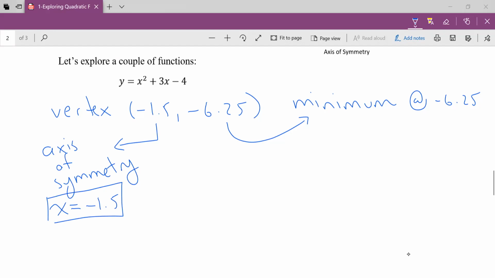So our vertex, again, let's go hot pink here. Our vertex is made up of two things. It's an X and a Y, but I want you to think it's the axis of symmetry and your max or your min. So you can usually answer a few questions just by finding that in your calculator. Okay, speaking of calculator, let's go back to that graph for a second.